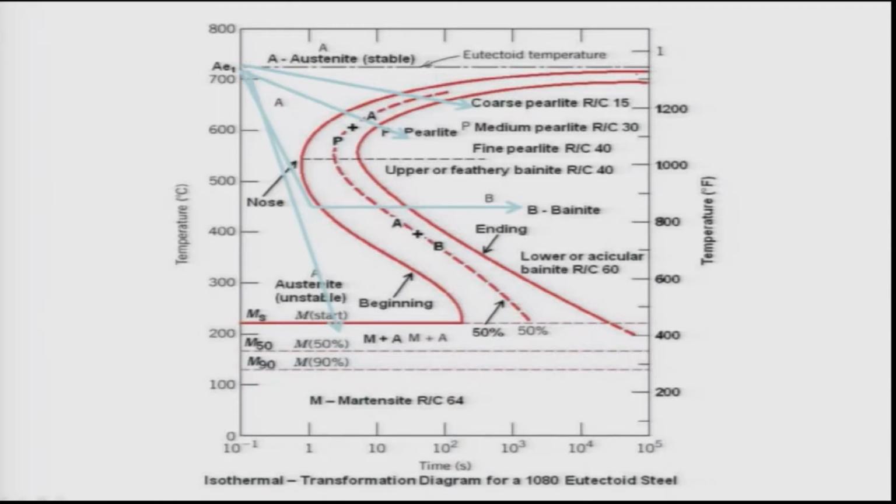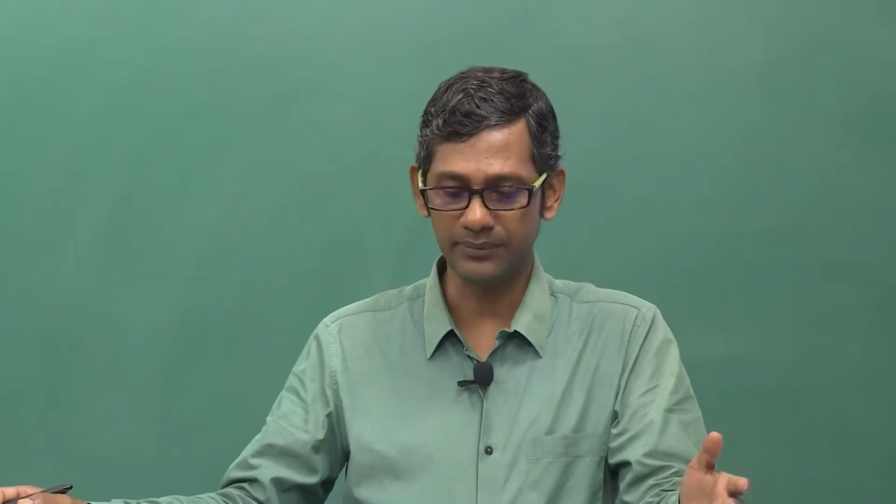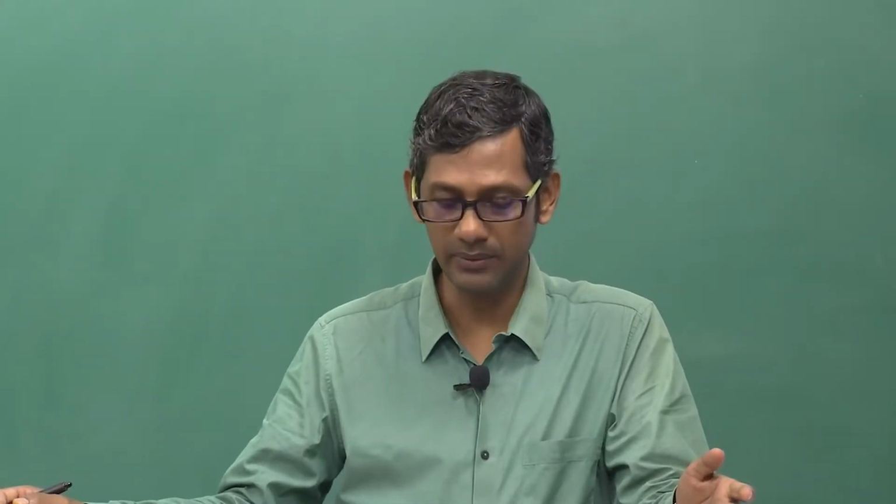It ends at about 10 to the power 5 seconds again at lower temperature. But at intermediate temperature it ends at 10 seconds, you see here. That means at intermediate temperature the transformation rate is very, very high, and that is true because at intermediate temperature you have an optimum balance of undercooling and diffusion, and that is what dictates the pearlite transformations.